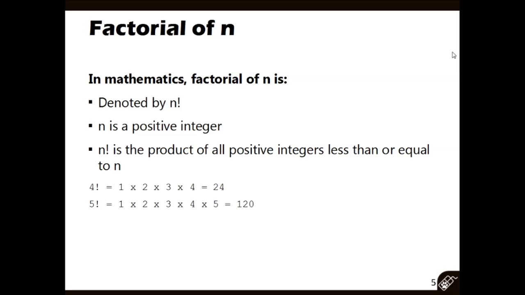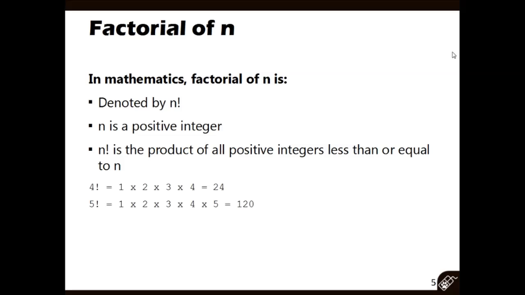So what is factorial of n in mathematical terms? It is denoted by n, which is a number, with an exclamation point next to it. n has to be a positive integer, so there won't be any negative number or decimal number. To put everything in one sense, it's the product of all positive integers less than or equal to number n. And there are two examples below.